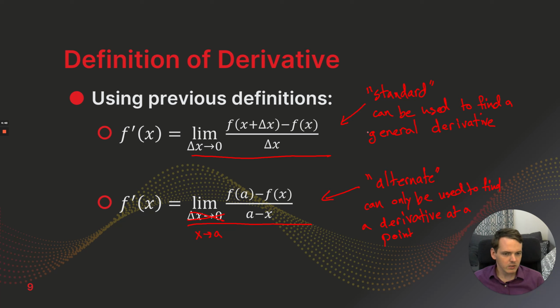So the top one can be used to find the derivative of an entire function. The bottom one has to be used at a specific point. But for the bottom one, the math is typically easier. So that's why we have these two. Basically, with the second one the math is easier, but it's only useful in certain circumstances. With the top one, the math is a little more complex, but you can always use it.